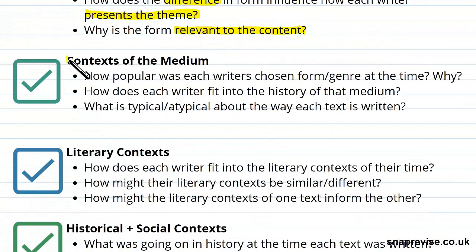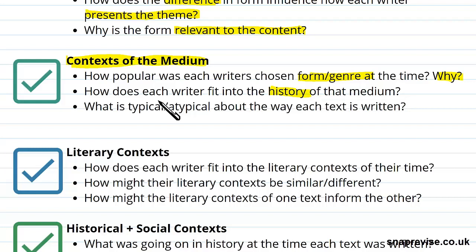Then we look at the context of the medium, and by medium I just mean whatever genre or form that they are writing in. So for example, the medium that someone who's written a sonnet will be using is the medium of the sonnet. So we must ask, how popular was each writer's chosen form or genre at the time and why? And how does each writer fit into the history of that medium?